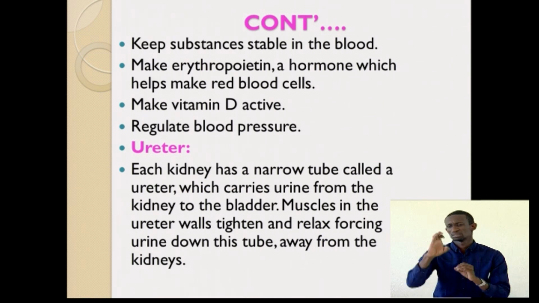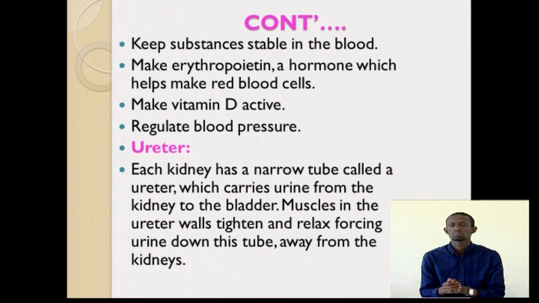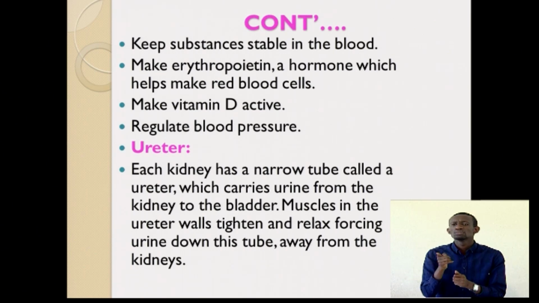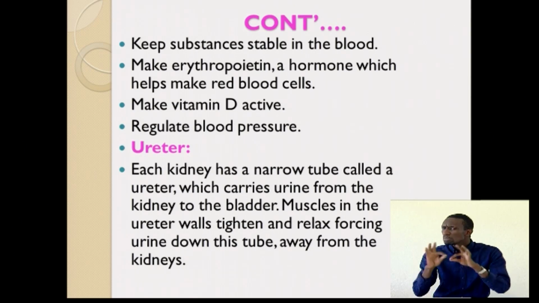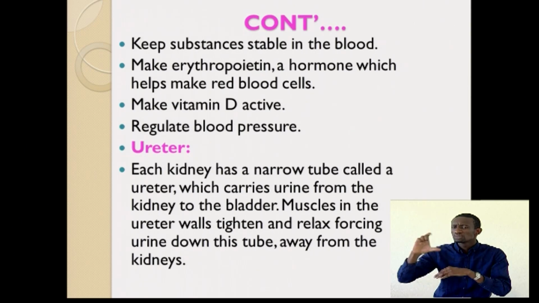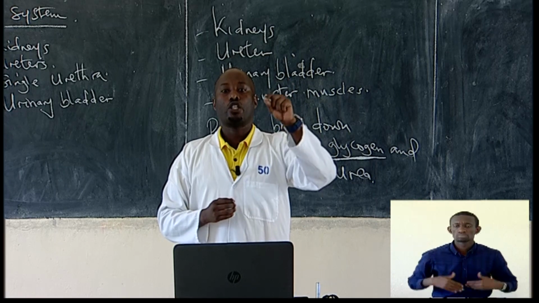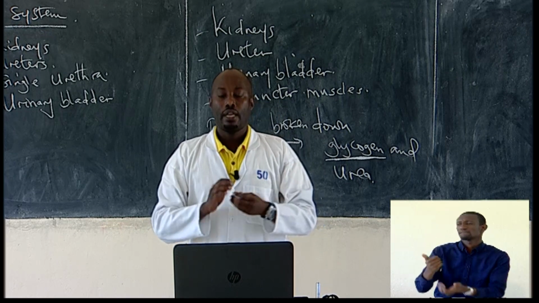Number 3, it makes erythropoietin. That is a hormone which helps in making red blood cells. That erythropoietin plays a very big function in making red blood cells. And I know some of you remember the functions of red blood cells. Transport of oxygen is done by red blood cells. So the kidney makes erythropoietin, which is a hormone which helps to make red blood cells.